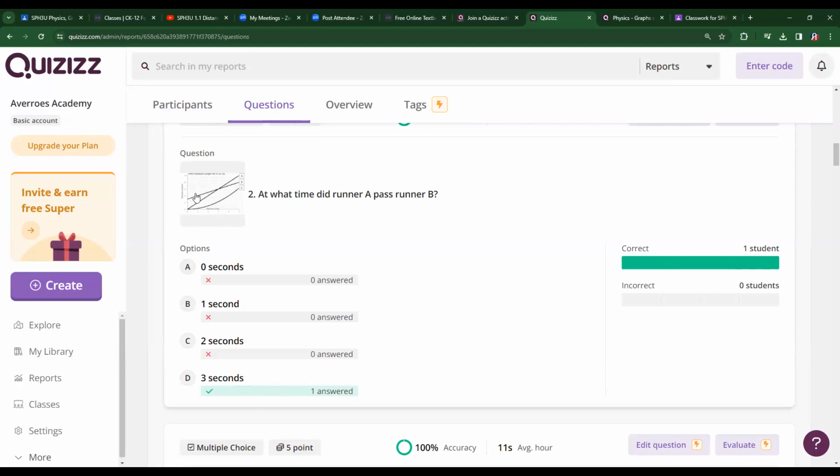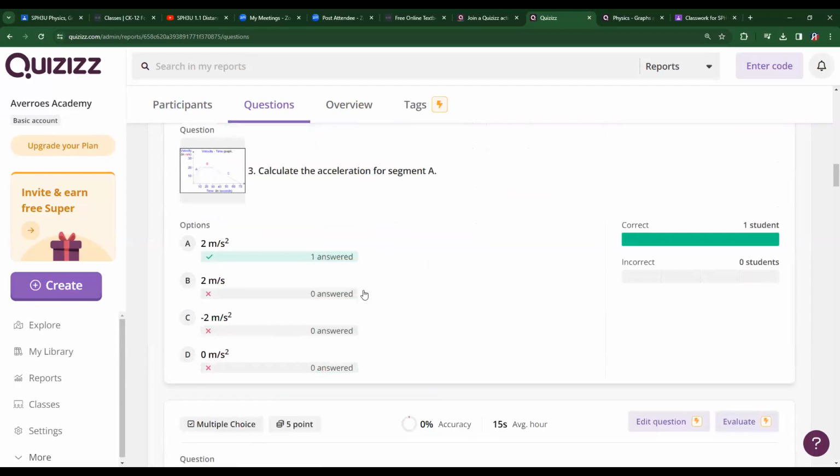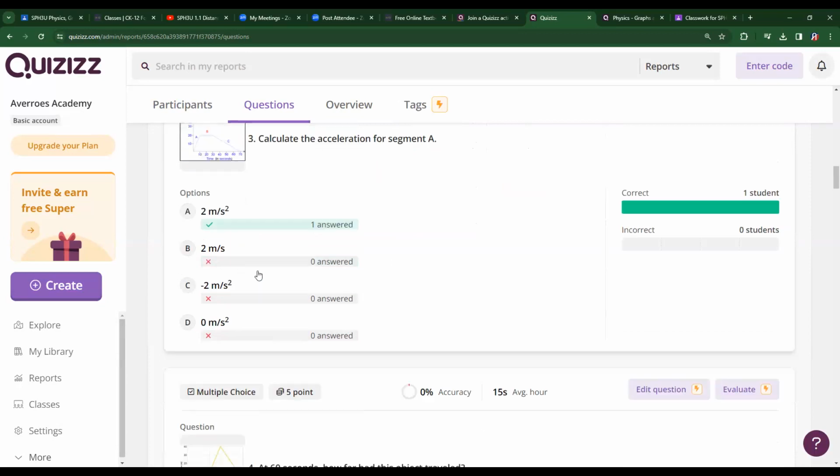Okay, but you answered it correctly, 3 seconds. Like 1, 2, 3. It's like point where they cross each other. So they will be on the same position. So position the same, they will meet. Acceleration for A, it's slope of the line. Yeah, you did right. So rise over run, 20 divided by 10 gives you 2 meters per second squared.